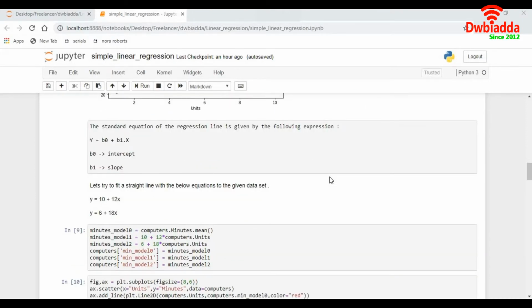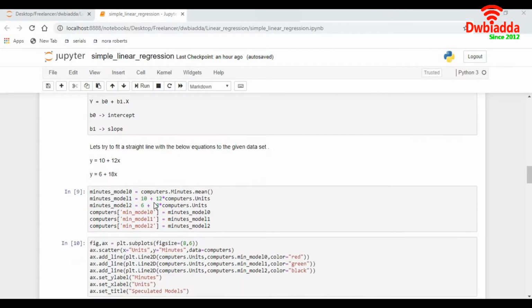Let's try to draw two straight lines. One would be y equal to 10 plus 12x. The other will be y equal to 6 plus 18x. And let's see how these two straight lines perform.